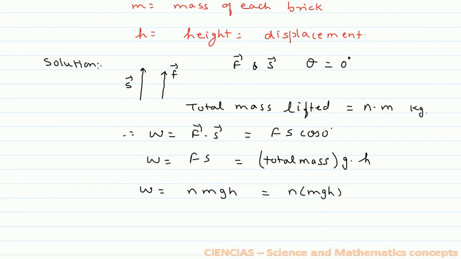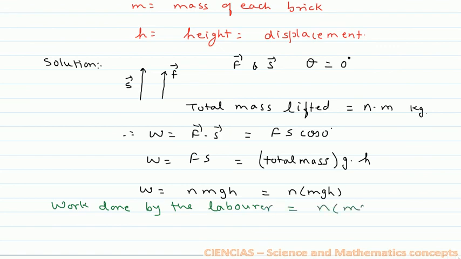So now we write the answer to this question. Work done by the laborer is equal to n times mgh.